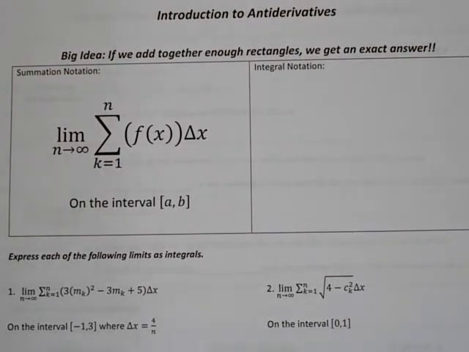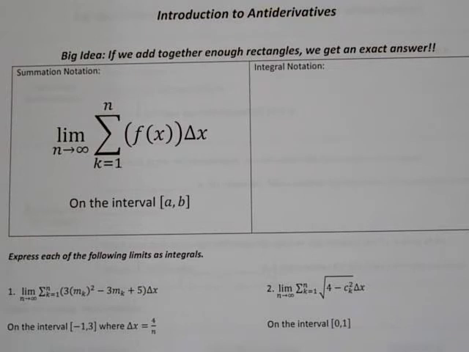So now we're going to look at, okay, if we take enough of those rectangles, we know that we can get an exact answer. If we make those subintervals super, super small, we know that we're actually finding a more exact answer. So we're going to look at how to actually do that now using antiderivatives.